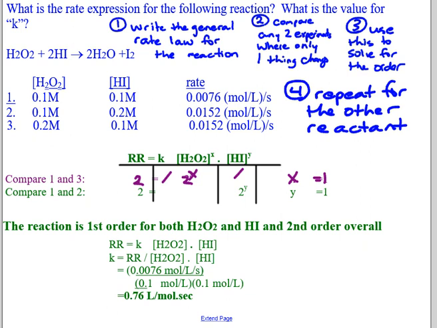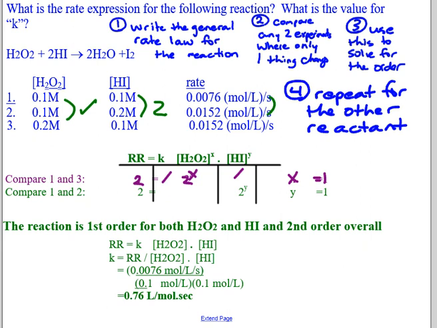Step 4. We're going to repeat these steps to solve for the order on the other reactant. So we've already compared to see where peroxide changes. Now we look for a case where hydrogen iodide changes and is the only thing that is changing. If I compare 1 and 2, I can see that hydrogen iodide is doubling, but peroxide is staying the same. It is important to remember that only one thing can be changing.